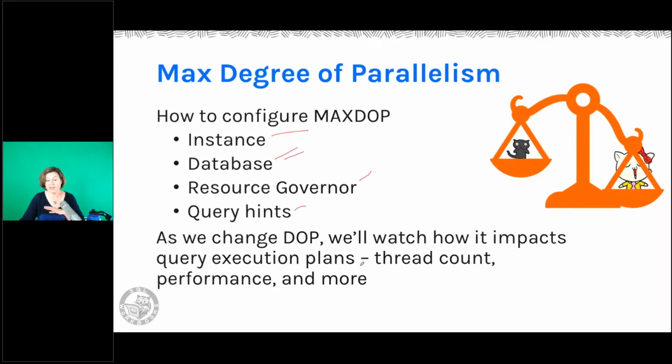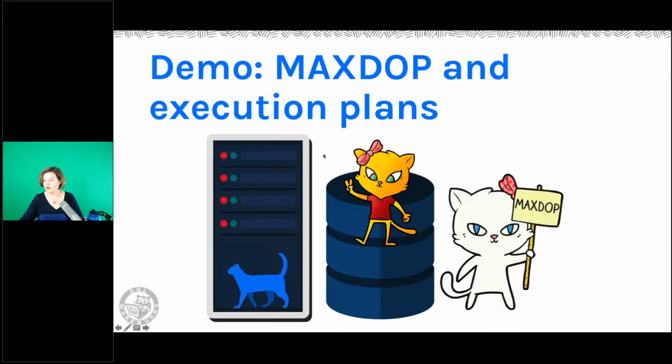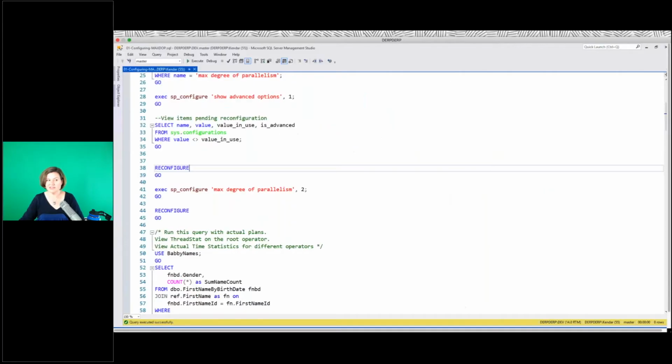So as we look at this, we're going to look at our execution plans and see what parallelism looks like in these. How many threads is it using? How does it perform, etc. So with that, we are going to switch on over to our demo environment that I'm using today.